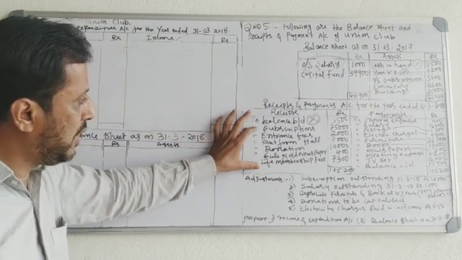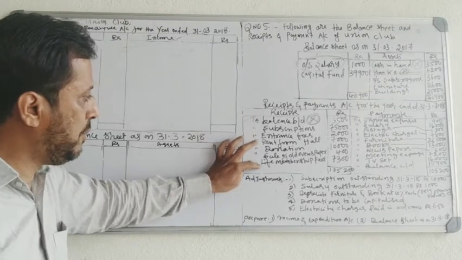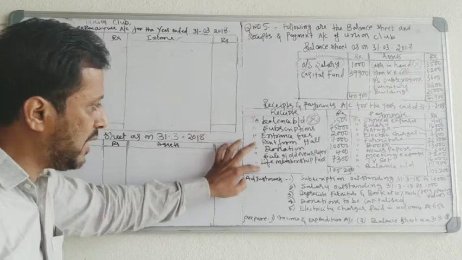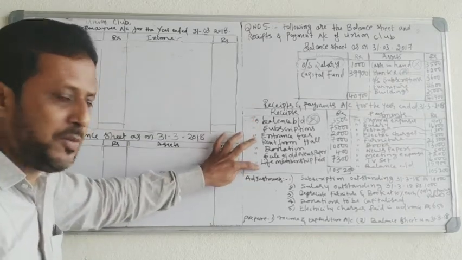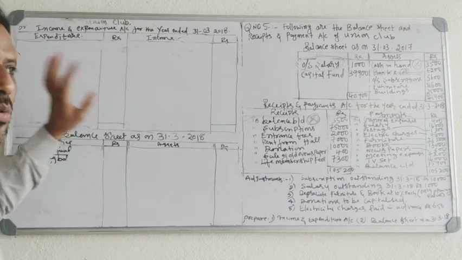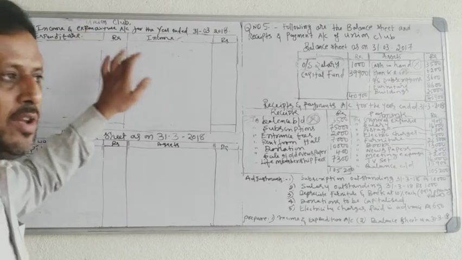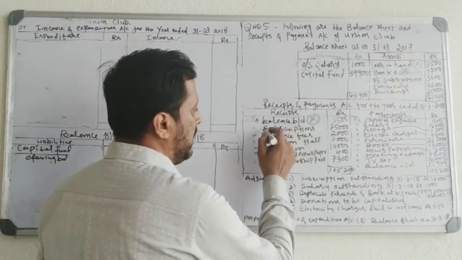So there may be revenue receipts or capital receipts. Capital receipts, identify the capital receipts, record them in the balance sheet. Identify the revenue receipts, record them in the income and expenditure account. In the income and expenditure account, only revenue expenditure and revenue incomes you have to record. Let's go to the items.